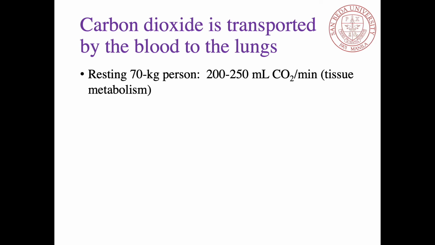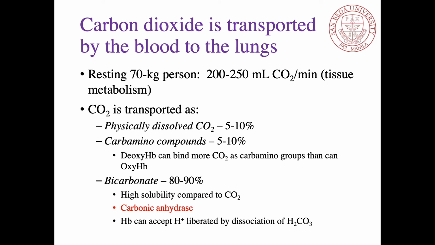Basically, carbon dioxide from peripheral tissues is transported by venous blood to the lungs, where the carbon dioxide eventually gets exhaled. A resting 70 kilogram person produces 200 to 250 milliliters of carbon dioxide per minute via normal metabolic processes. Take note as well that the majority of carbon dioxide is transported in blood in the form of bicarbonate, as mentioned earlier. This is where the enzyme carbonic anhydrase becomes instrumental, as I will show in the next slide.